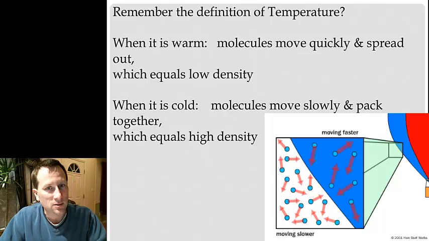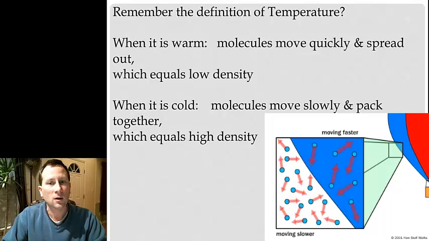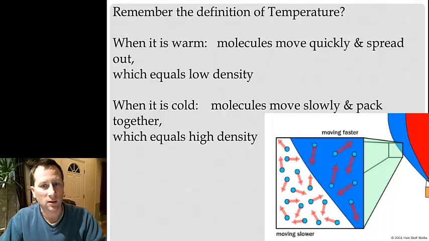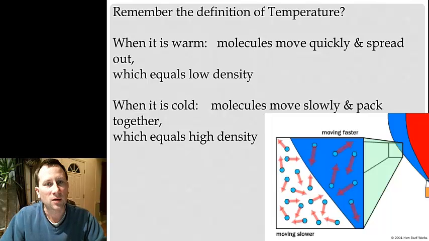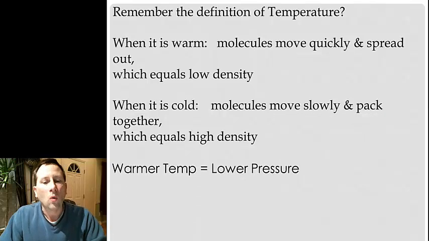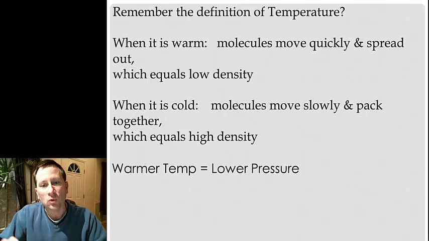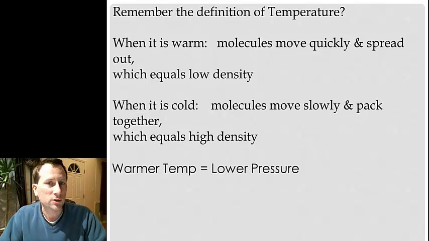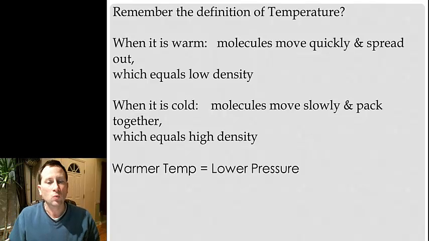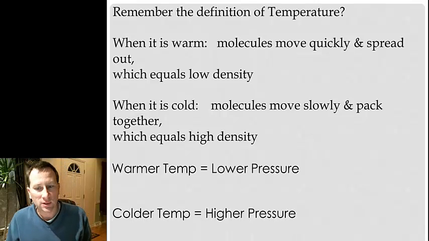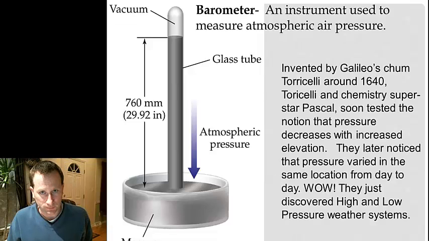That makes the air less dense. So when we think of warm air, we can think of low density air. When it's cold, the molecules aren't moving as quickly. They tend to pack more tightly together, and that's going to be high density air. Warmer temperatures, which equal low density air, equal low pressure air, because again, the pressure pushing in on you is directly related to the density of the air around you. So warmer temperatures equal lower pressure. Cooler temperatures equal higher pressure.